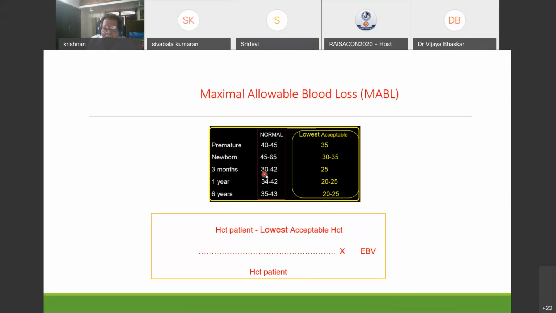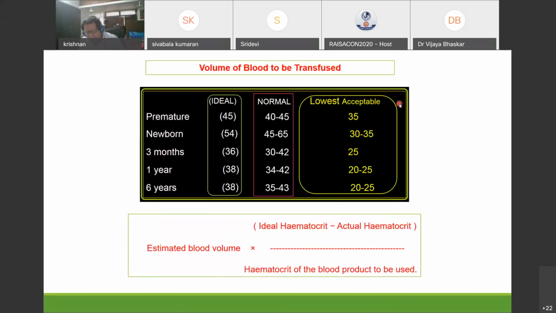So maybe around 30 or 35 is the lowest acceptable level. The patient's preoperative hematocrit multiplied into the estimated blood volume will give you the maximal allowable blood loss that I can allow intraoperatively. Now, intraoperatively, the patient has lost blood.